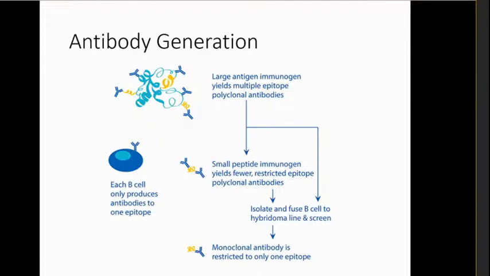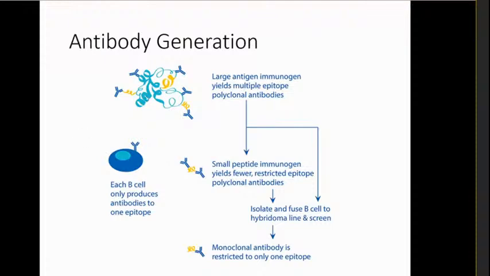So how can we produce the antibody? Each B cell produces antibodies to only one epitope. Epitope means the antigenic site.